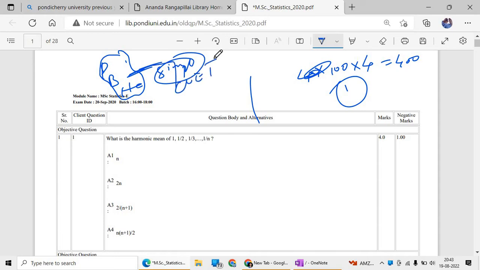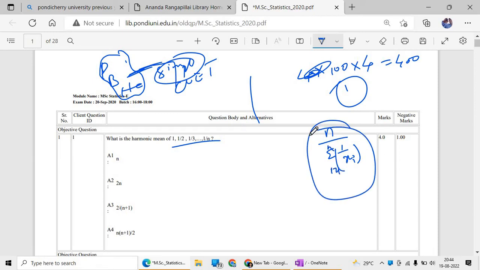Okay, so this is question number 1. What is the harmonic mean of 1, 1 by 2, 1 by 3 and so on up to 1 by n? So generally what is the formula for harmonic mean? n by summation of 1 by xi, where i equals 1 to n. This is the actual formula for harmonic mean. So if you substitute here, total n terms are there, so n divided by the reciprocals of these terms.